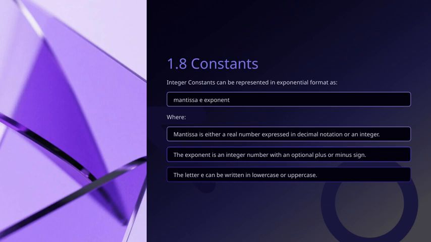And a quick note, the letter E can be written in lowercase or uppercase, so both are acceptable and commonly used in programming or mathematical notation. This exponential form is particularly useful for representing very large or very small integers efficiently, especially in contexts like scientific calculations or programming where handling such numbers precisely is important. Understanding this format helps us connect how constants are represented in code and in mathematical expressions, tying into the broader theme of how data types and numeric representations work behind the scenes.